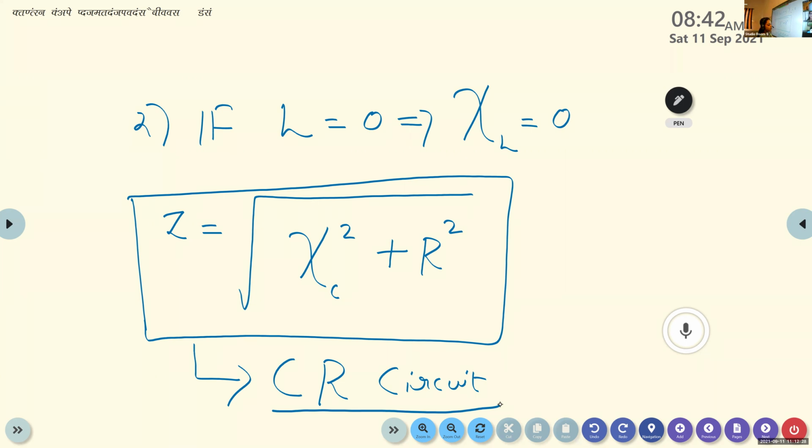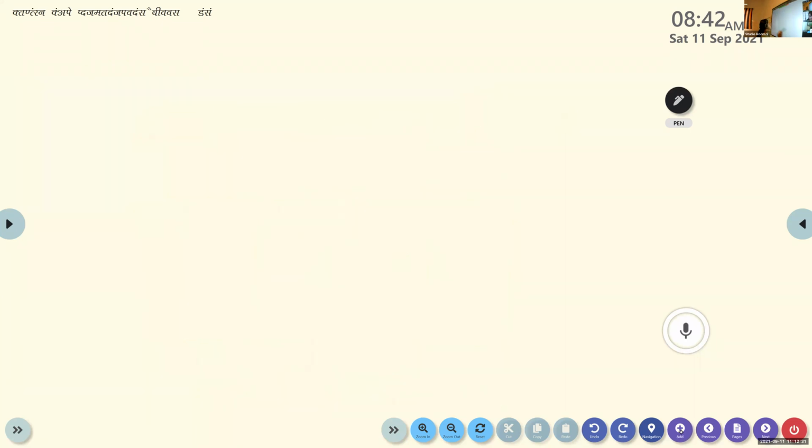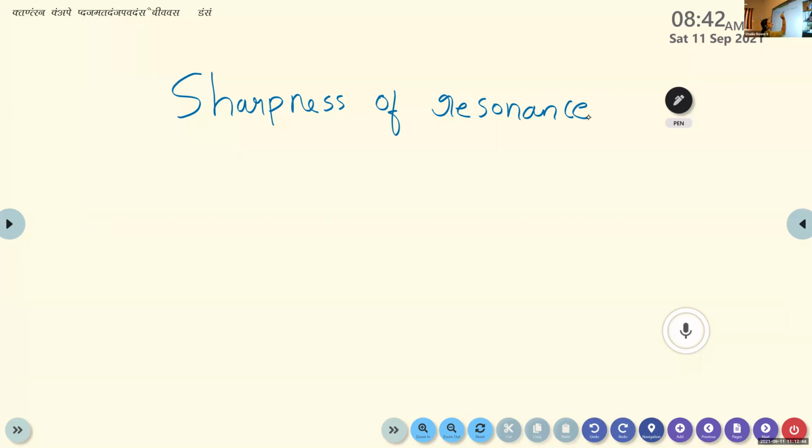Okay, now we move to the next topic, sharpness of resonance. In sharpness of resonance, we are going to consider a graph between the current and the angular frequency. So here we are starting our derivation or explanation by considering Ohm's law.